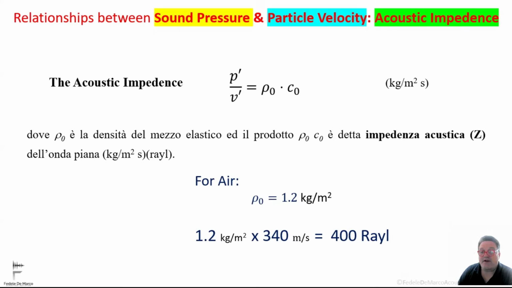In the real world, propagation is more complex than the plane case. It is really difficult in the real world to measure impedance in air. The only way is to record pressure and velocity with a sound field microphone, for example with ambisonics techniques. So you measure the pressure and the three components of velocity.